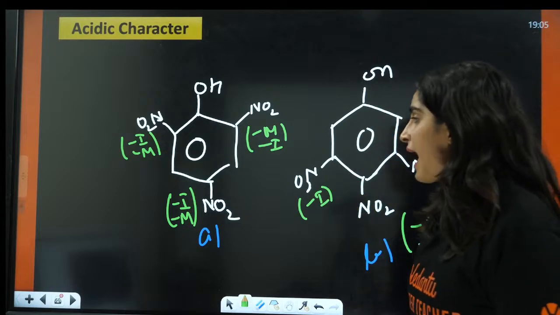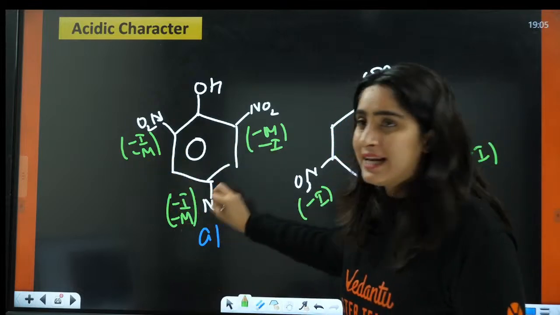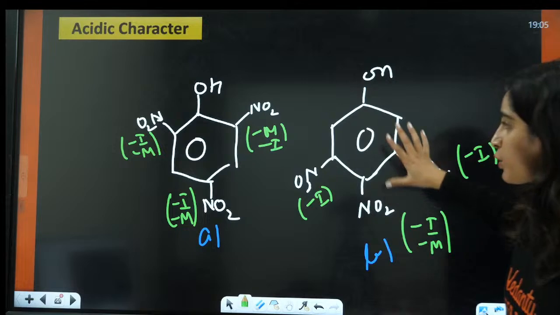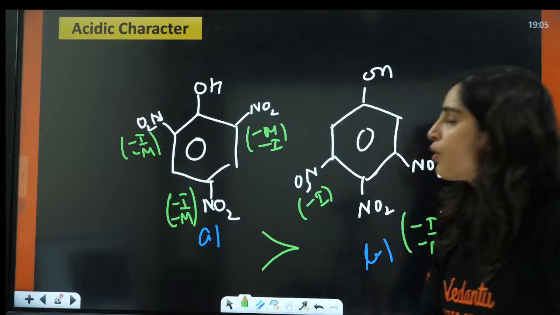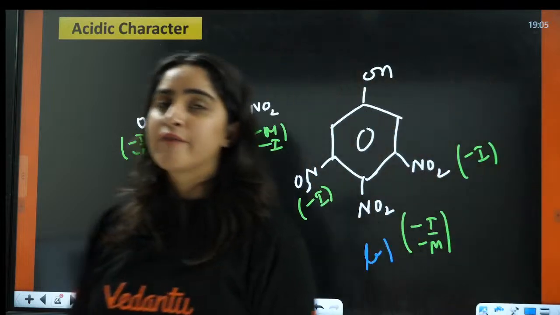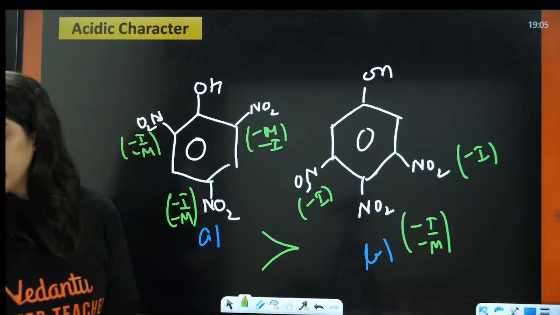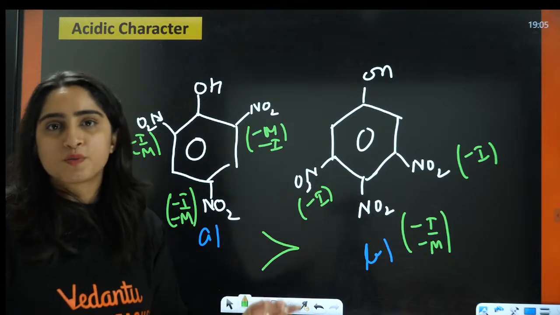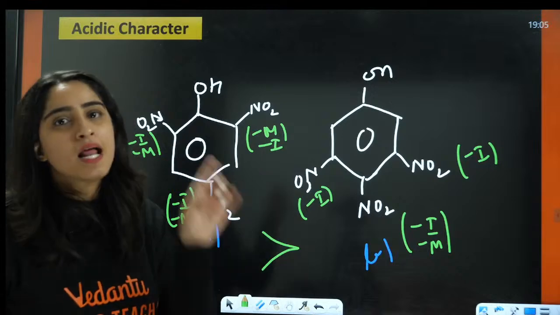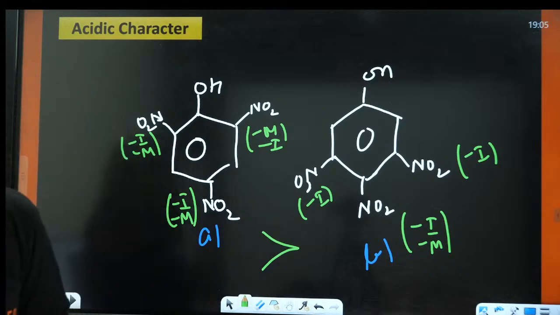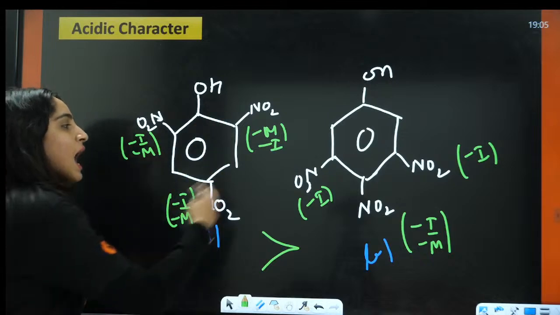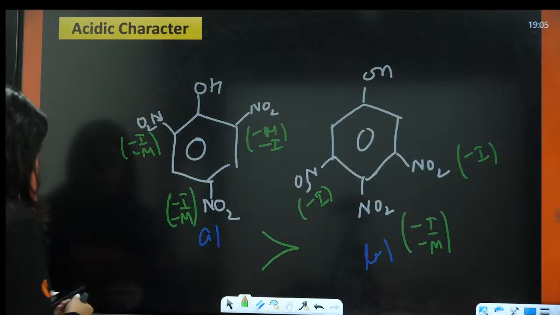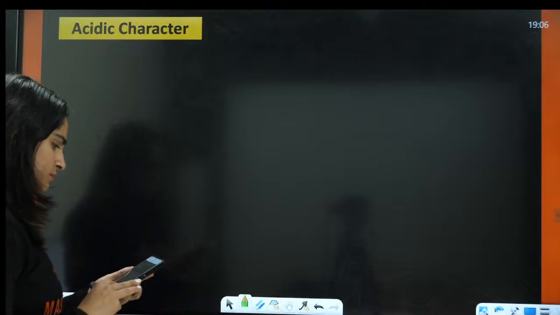So this means that here you have more electron withdrawing effect as compared to this case. So A will be more stable as compared to B. Only the position of those groups will define which is more stable and which is not. Okay. So you need to know, ma'am, A is more stable? Am I right? Perfect. A is more stable because this has more electron withdrawing effect as compared to this B.